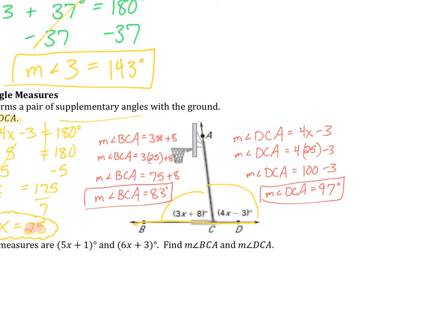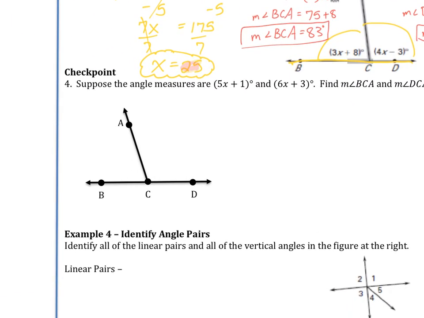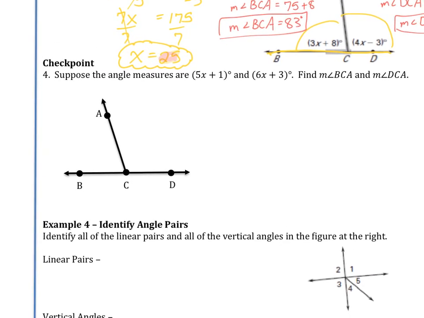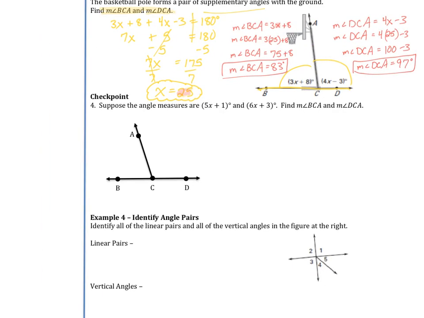Okay, so we have checkpoint 4 and then example 5. So we look at checkpoint 4. Suppose the angle measures are 5x plus 1 and 6x plus 3. And we want to find the measure of angle BCA and DCA. So again, these form a straight line, which means they add up to 180. So you would take 5x plus 1, add 6x plus 3, and since they form a straight line, they would add to 180.